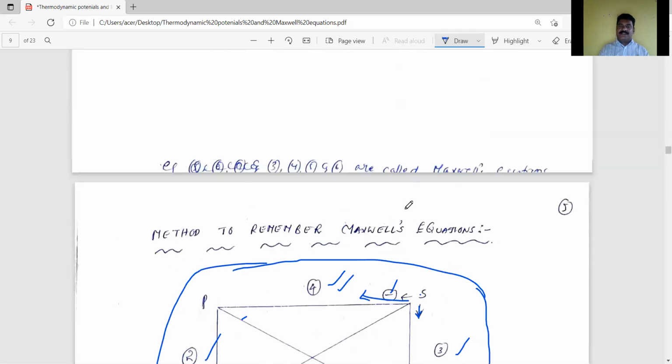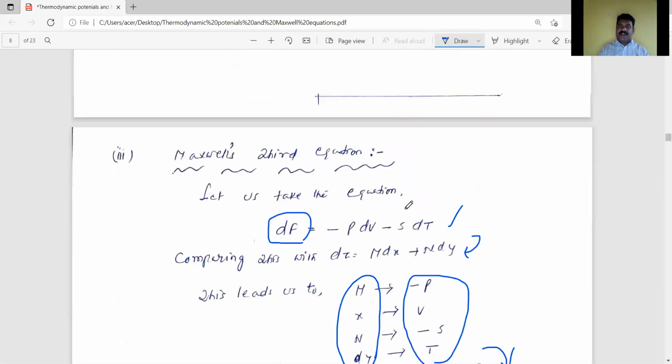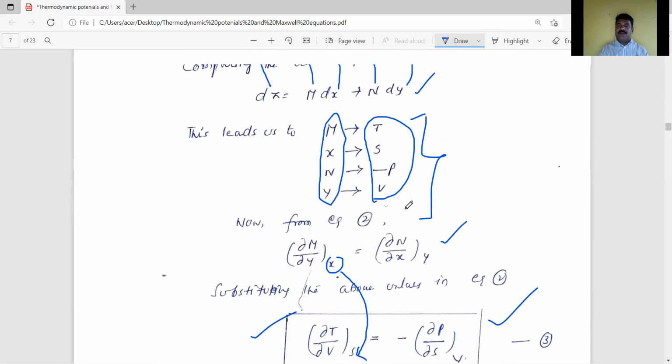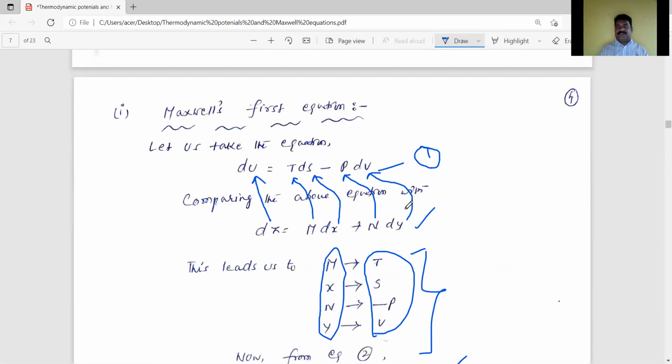So, like this, the Maxwell's equations are derived by using the thermodynamic potential relations. By using the internal energy relation, you can get Maxwell's first equation. By using the enthalpy relation, you can get Maxwell's second equation. By using the Helmholtz free energy relation, you can get Maxwell's third equation. By using the Gibbs function relation, you can get Maxwell's fourth equation.